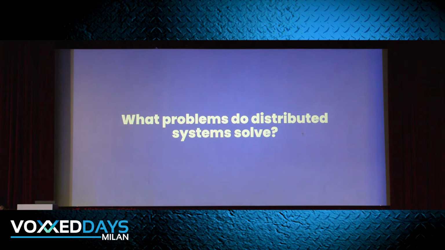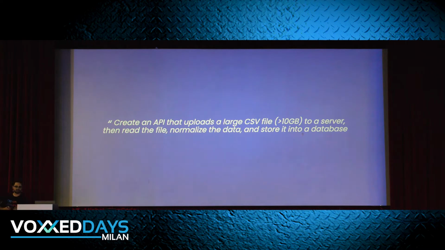We had junior developers, not very experienced developers, and distributed systems is such a complex topic for people who just entered the programming world. So in order to do that, just following the previous talk, we decided to go with a CSV file, because it's like the universal database format. Of course, I'm kidding again, but the idea was, please, students, create for us an API that uploads a large CSV file, greater than 10 gigabytes, to a server, then reads the file from the server, normalizes the data, and stores it into a database.